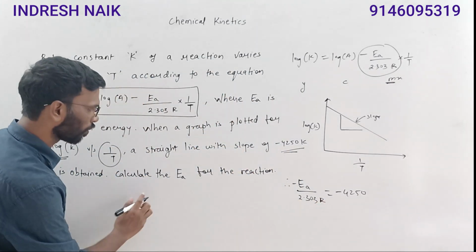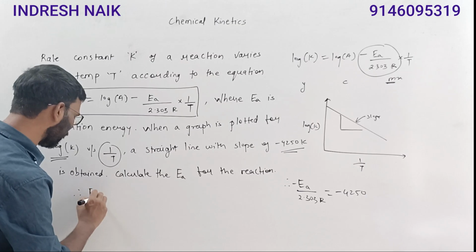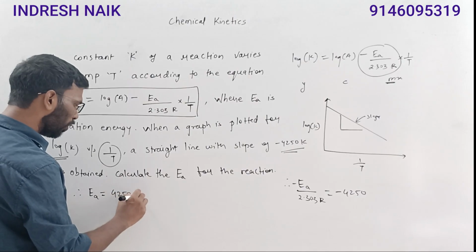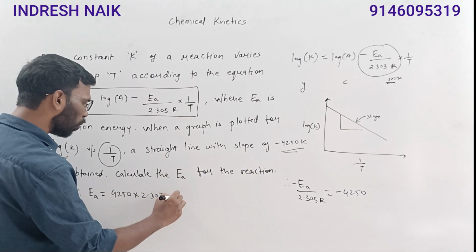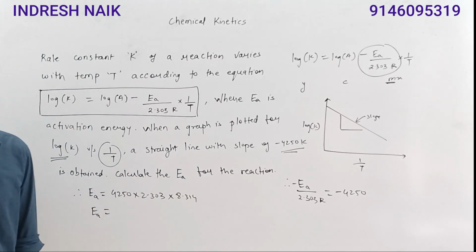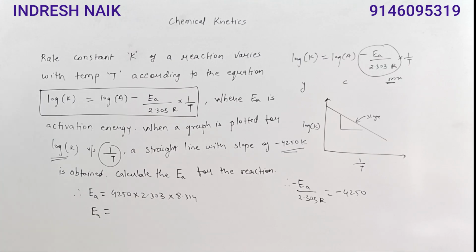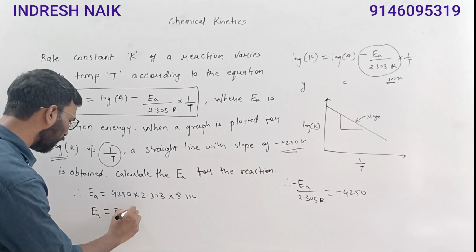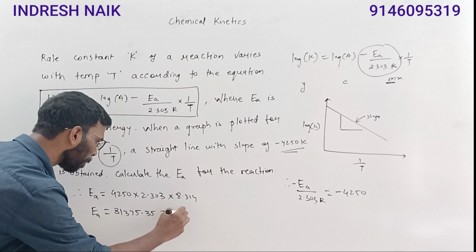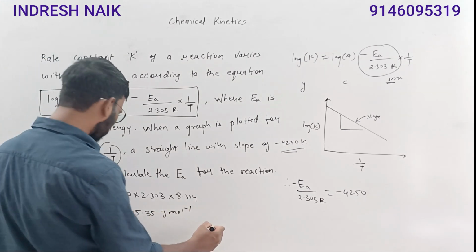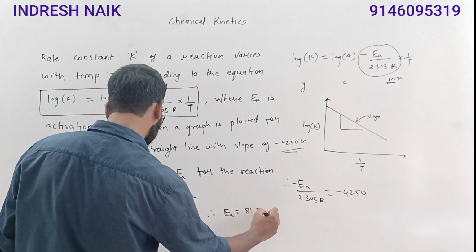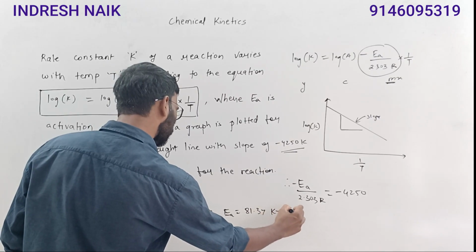I'll write over here. Therefore, if I rearrange this, EA is equal to what? That minus and minus will go. So 4250 into 2.303 into R. R is what? 8.314 joules per Kelvin per mole. So final activation energy answer would be 81375.35 joules per mole. Now if it is asked in kilojoules, you can write in kilojoules. Therefore, EA is equal to 81.37 kilojoules per mole.